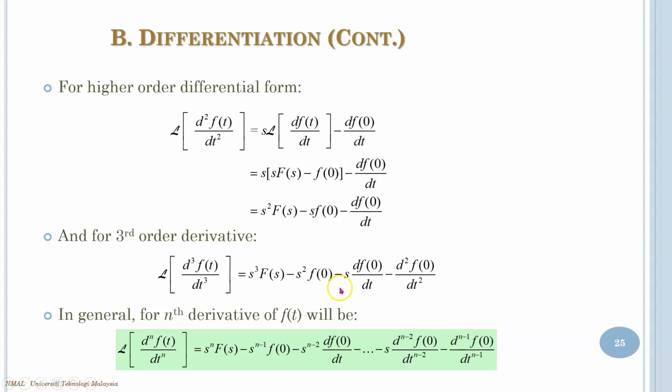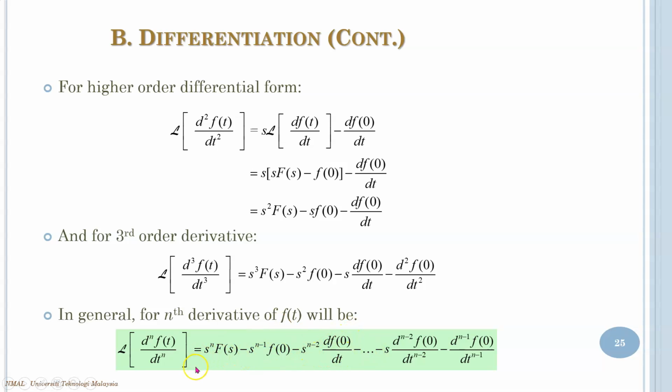For third order, you will get a longer equation, and generally for the nth derivative of ft, for n order differential form it should be this equation. So you just put in the value. Again, you don't have to perform the integration to obtain the Laplace transform of this differential equation in the time domain, but you have to refer to the table of differentiation properties. Then you need to be able to use the formula given. For example, if you want to find the second order differential form, you replace n here with 2, and you just put in the value here.